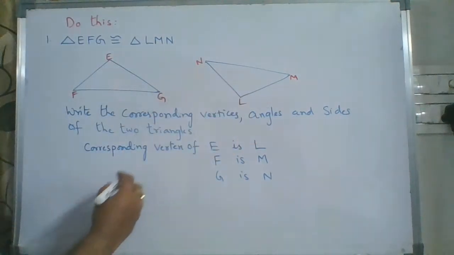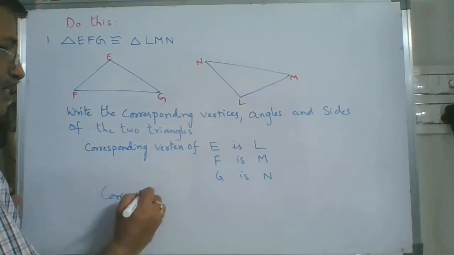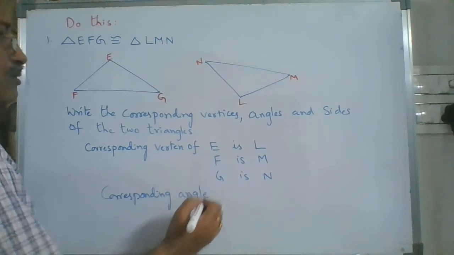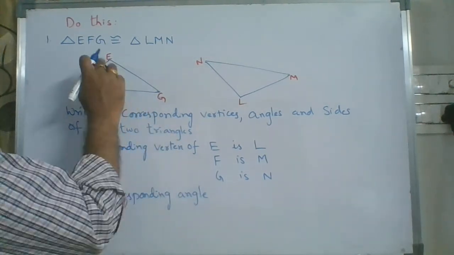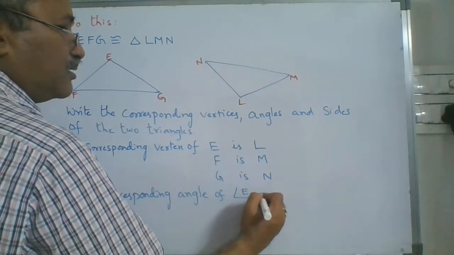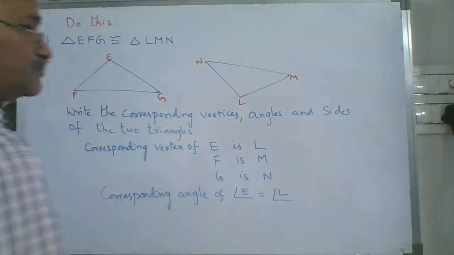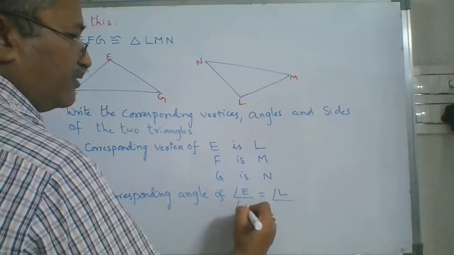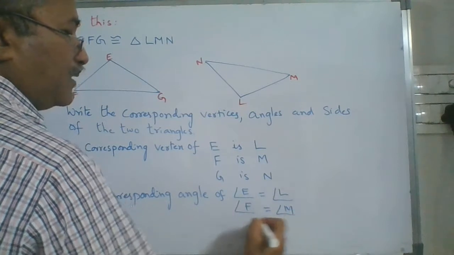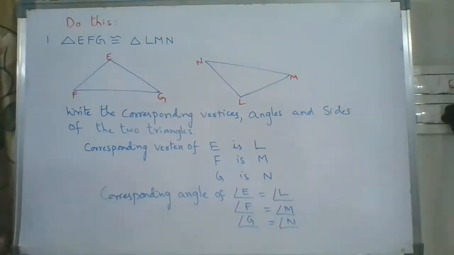And next, angles. The corresponding angle of E is nothing but angle L. Similarly, angle F is angle M, and angle G is angle N.